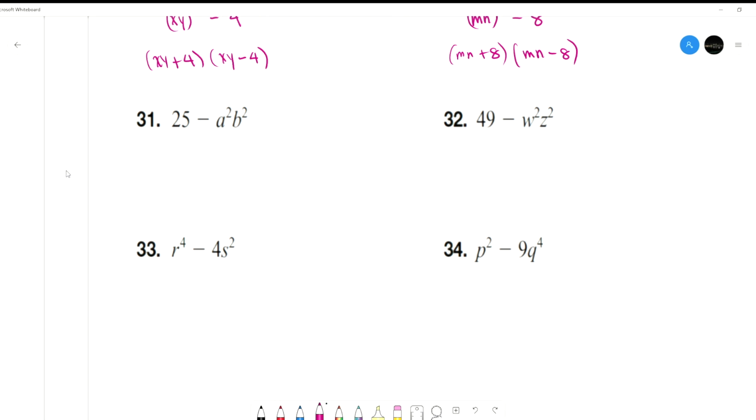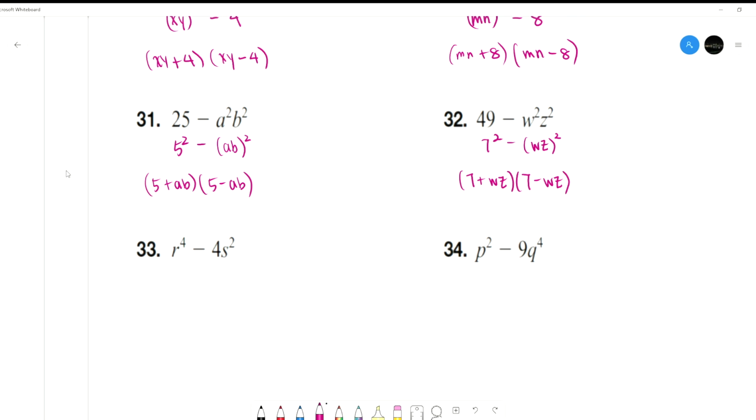Okay, let's see. Number 31. We know that 25 is 5 squared minus a squared b squared is just (ab) squared, right? So that gives us the two factors of 5 plus ab times 5 minus ab. All right, number 32. So we got 49, which is 7 squared, minus w squared z squared. So that's (wz) in parentheses squared. Difference of squares, so this is 7 plus wz times 7 minus wz. Not bad, right?